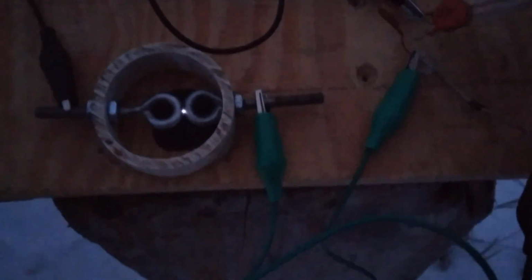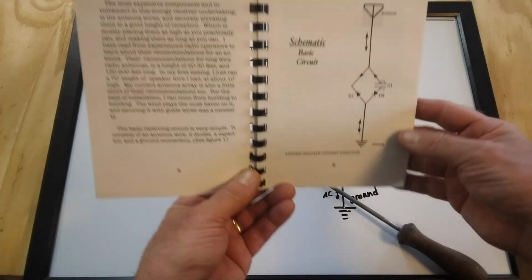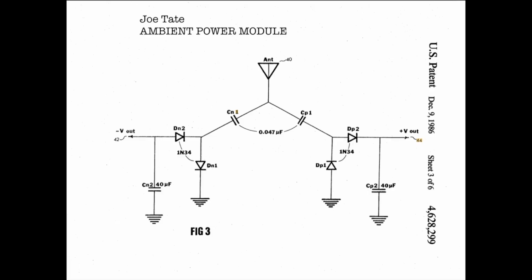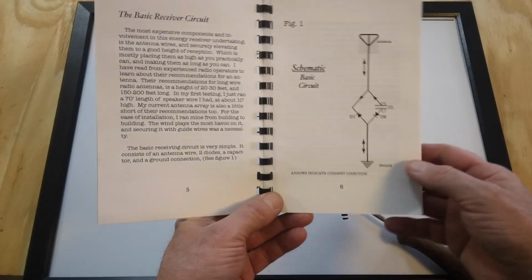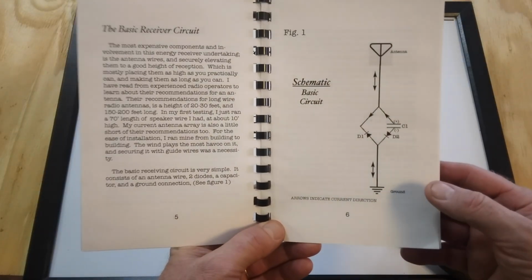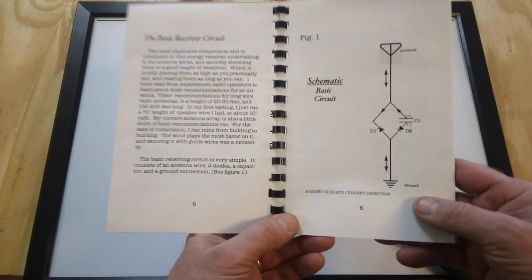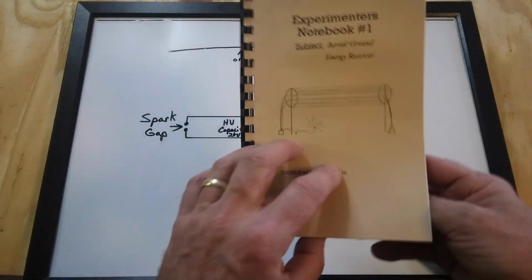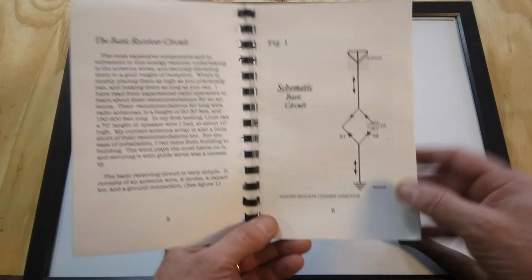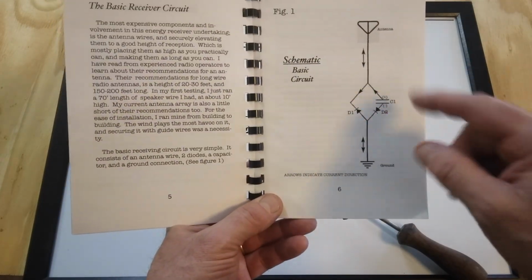The second circuit I was using with the spark gap was a runoff circuit of a base circuit I use in my aerial ground energy receiver. That's a circuit I came up with in the 1980s after I seen Joe Tate's circuit of his ambient power module. He had made a circuit to collect energy off the radio waves. I tried it out, and it did work, but I came up with my own that I think works a little bit better and is a lot less complicated. A few years ago, I put this in an experimenter's notebook, and this was the first basic circuit that I came up with, and it's pretty simple.